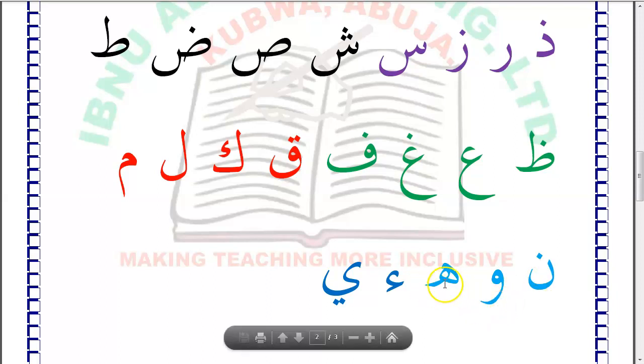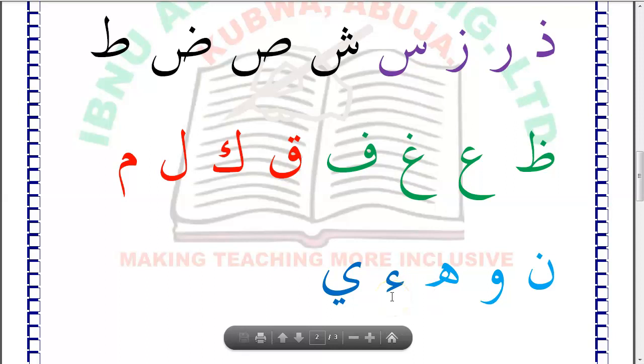Then we have wawun and ha'un. Wawun, as in wazobia. Then ha'un. Remember, you read ha'un with thick H, not light H, as in how are you, with thick H. It's different from ha'un with light H, as in happy.